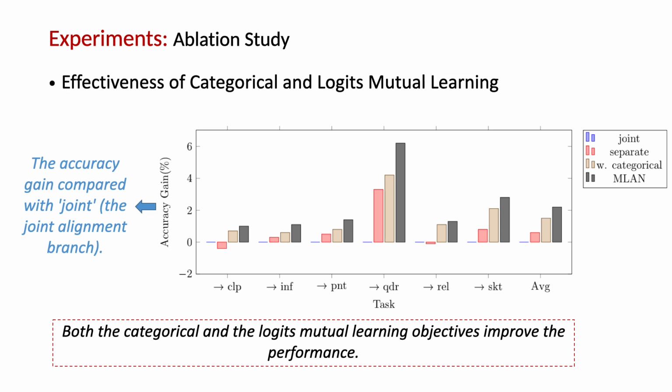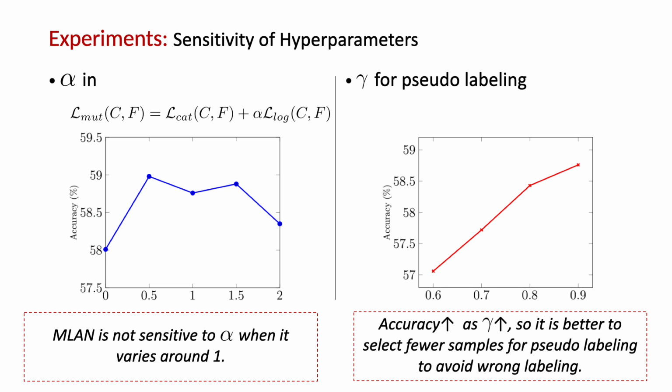For the ablation study, we study the effectiveness of categorical and logit mutual learning. The chart shows accuracy gain compared with joint. As can be seen, both the categorical and logit mutual learning objectives improve the performance. We also study the sensitivity of two hyperparameters. As can be seen, MLAN is not sensitive to alpha when it varies around 1. For gamma, there's a clear upward trend when gamma becomes larger, which means that it's better to select few samples for pseudo-labeling to avoid wrong labeling.